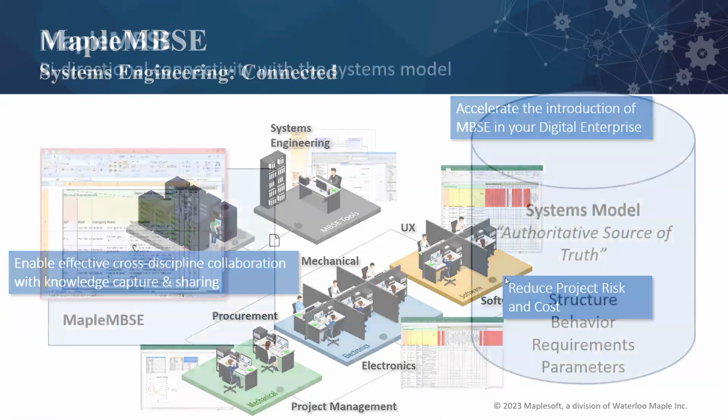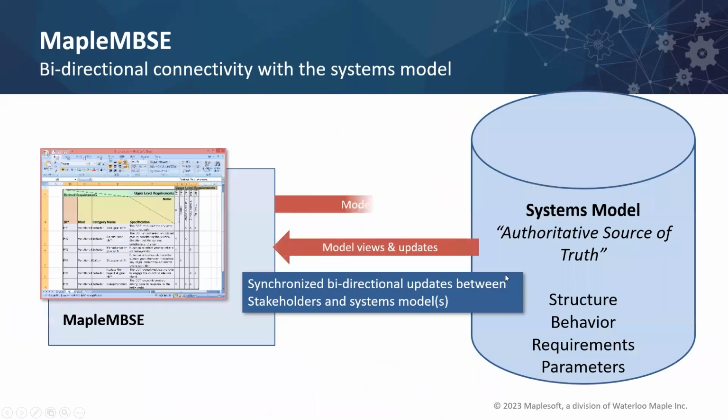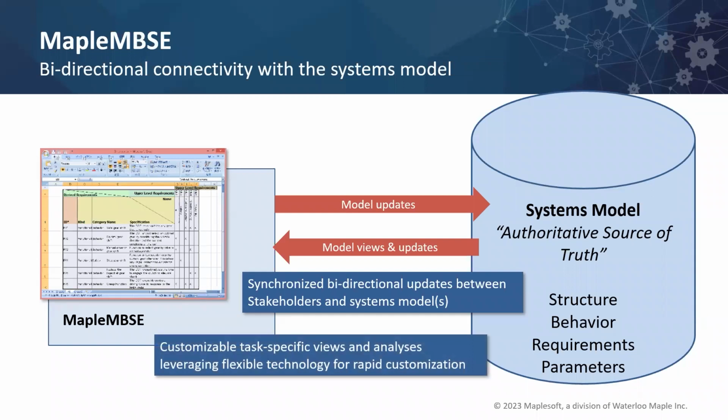So the way MapleMBSE is able to achieve this is using a model transformation language. The model transformation language is what gives us the view, or a spreadsheet view using Excel. And we always maintain a synchronized bidirectional connection between our spreadsheet interface, or Excel, and the system model. And the views that MapleMBSE can produce are completely customizable. And these customizable views are possible by changing the configuration file.